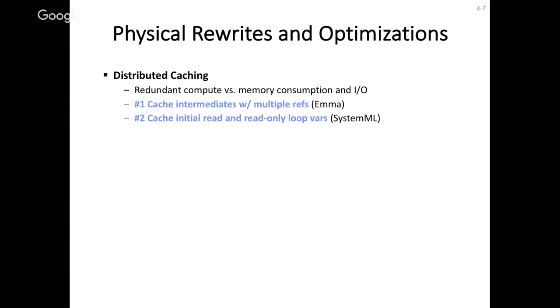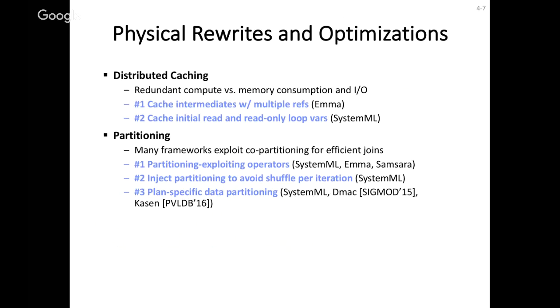Now, one level down, we look at physical rewrites. A common rewrite is, of course, distributed caching, where for large-scale machine learning, we try to spend executor memory to cache large matrices in aggregate memory. And there are different approaches. For example, Emma takes a very aggressive approach and caches every intermediate that is consumed by at least two subsequent operations, whereas in SystemML we use a very conservative approach of just caching initial reads and any read-only variables in front of loop structures.